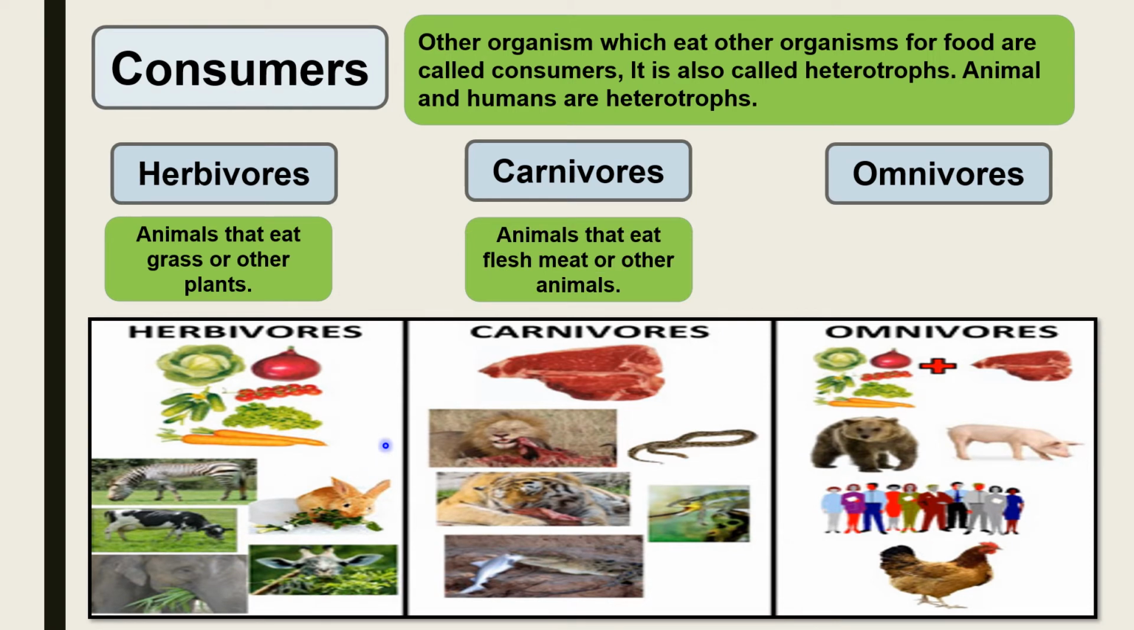Next are the carnivores, animals that eat flesh meat or other animals. Carnivores eat flesh meat, such as tiger, lion, alligator, snake, and the chameleons. The next is the omnivores. Omnivores are animals that eat both flesh meat or other animals and plants or grass. So humans, chicken, a bear, a pig, and lots more.